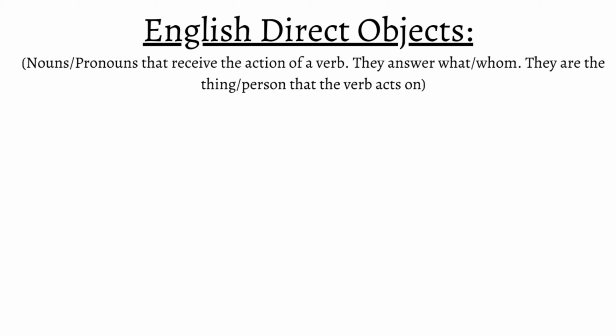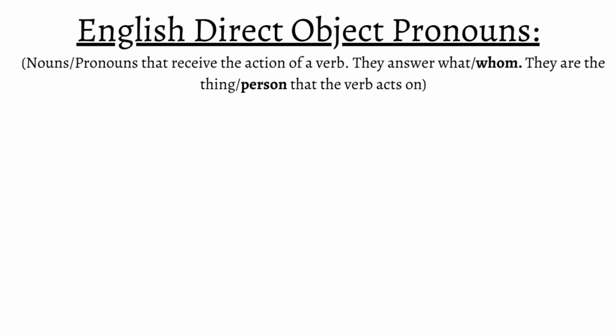In English, different forms of personal pronouns are used depending on whether a pronoun is functioning as a subject or an object. As I said at the beginning, direct objects are nouns or pronouns that receive the action of a verb by answering the questions of what or whom. So far, we have only seen nouns that answered what, but the pronouns are something important to know.